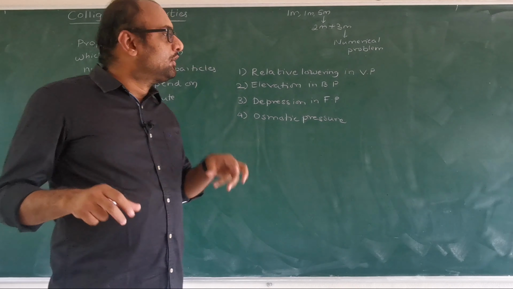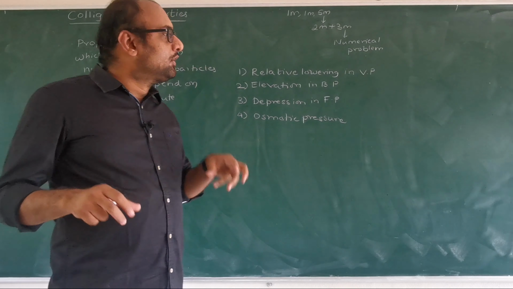Only this is a colligative property. Lowering in vapor pressure is not a colligative property. Vapor pressure is not a colligative property. What is a colligative property here? Only relative lowering in vapor pressure. It is given by this expression, this value.